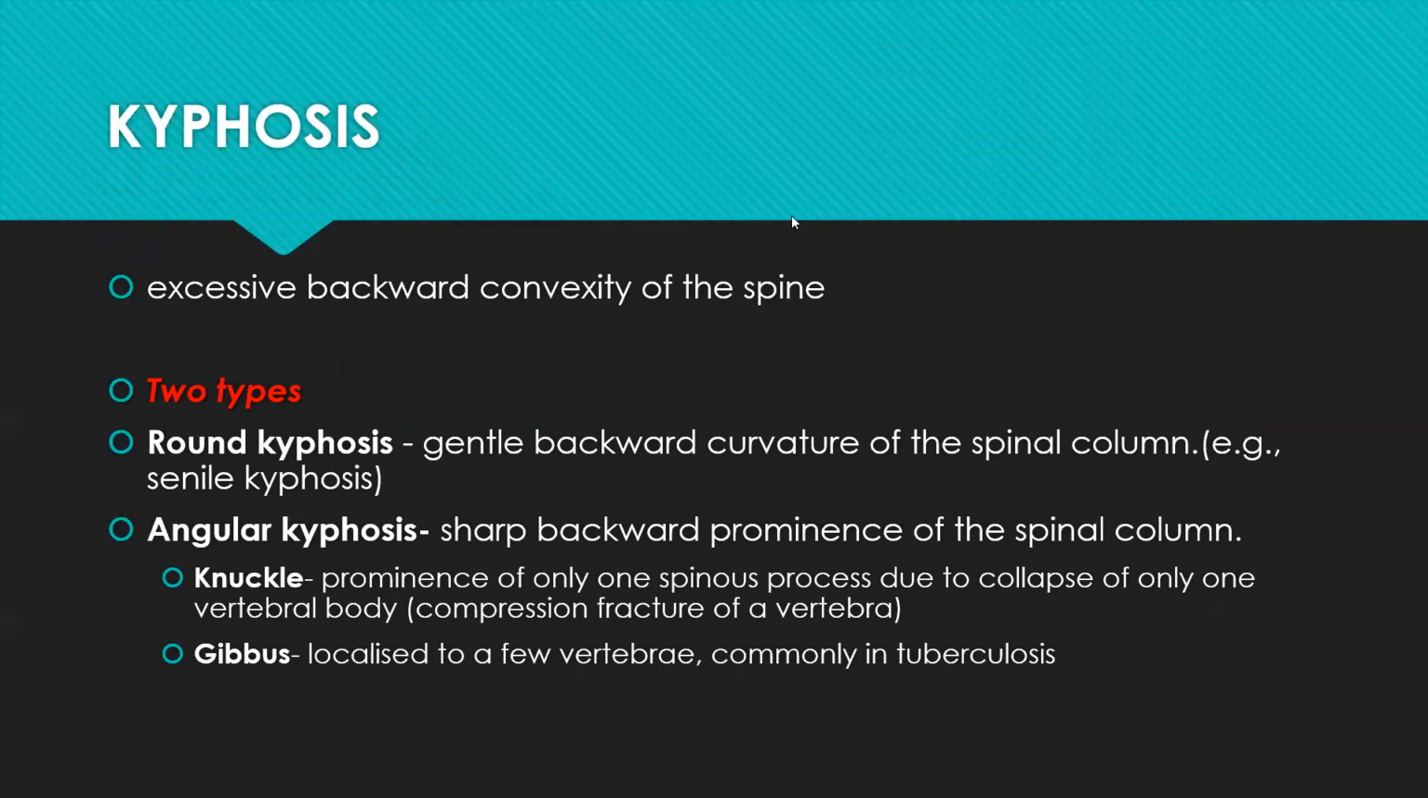Kyphosis is an excessive backward convexity of the spine. Usually two types: round kyphosis and angular kyphosis. Round kyphosis is a gentle curvature of the back, usually seen in osteoporosis and senile kyphosis. Angular kyphosis is a sharp backward prominence of the spinal column. It may be either a knuckle type, which is a very sharp prominence at a single spinal level, or a gibbous, which is a relatively gentle curve due to tuberculosis.